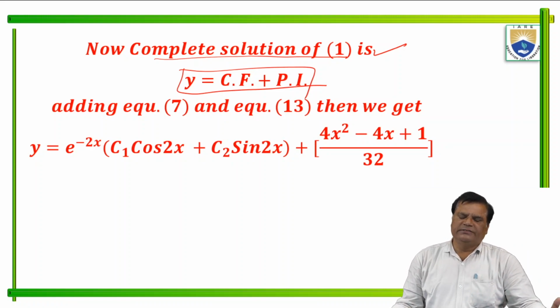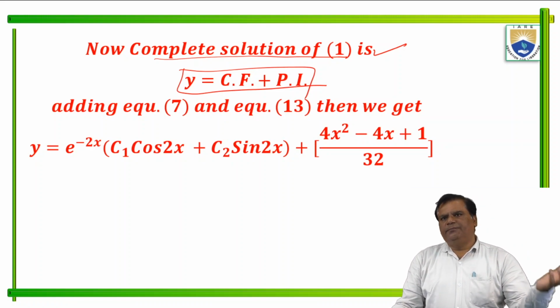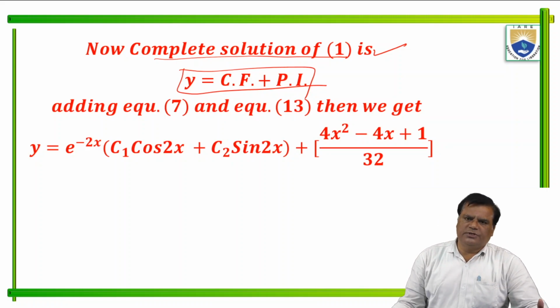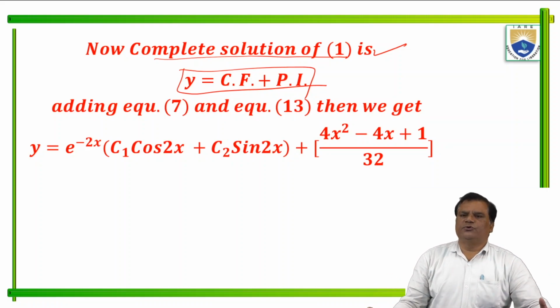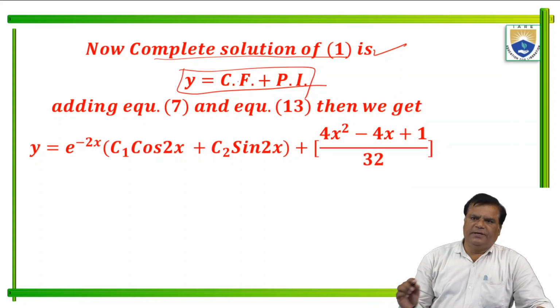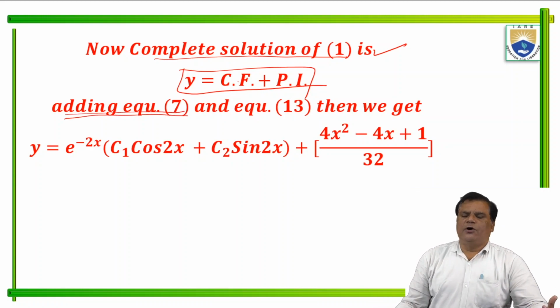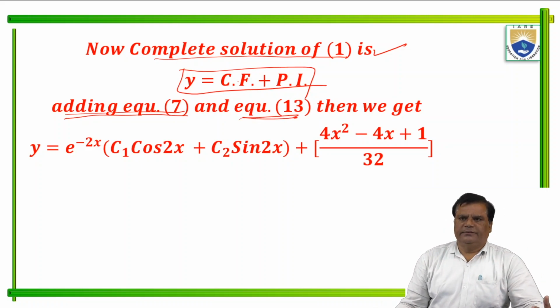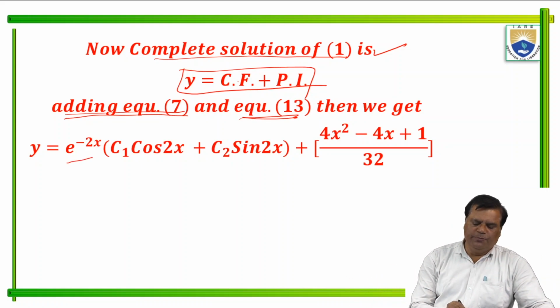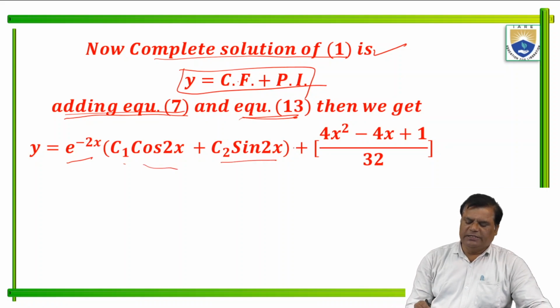CF is the complementary function, that is the first part of the solution, and the particular integral is the second part of the solution of a linear differential equation with constant coefficients. So here we are adding both solutions. Y is equal to CF plus PI. So now adding equation 7. In 7 we found the complementary function, and in equation 13 we found the complete PI. Then adding both, we get y is equal to e to the power minus 2x, c1 cos 2x plus c2 sin 2x, plus 4x square minus 4x plus 1 upon 32.